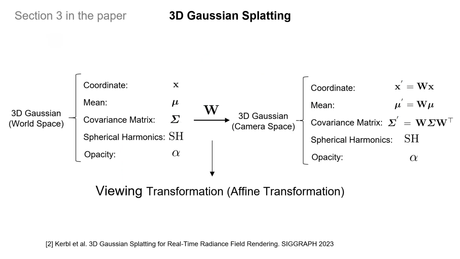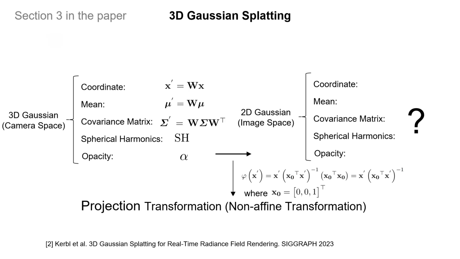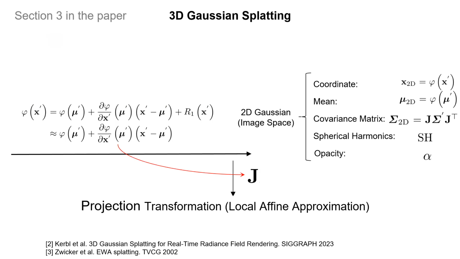The initial step in 3D Gaussian splatting involves an affine transformation of this Gaussian function from the world space to the camera space via a viewing transformation matrix W. Subsequently, these 3D Gaussians are projected onto the image plane, i.e. the z=1 plane, via a projection function phi. Unfortunately, Gaussian functions are closed under affine transformations but not under projection transformations. Therefore, 3D Gaussian splatting uses a Jacobian matrix of phi for first-order Taylor approximation, i.e.